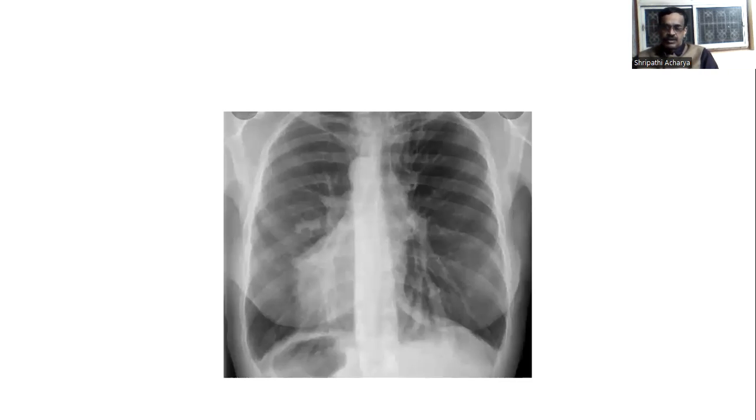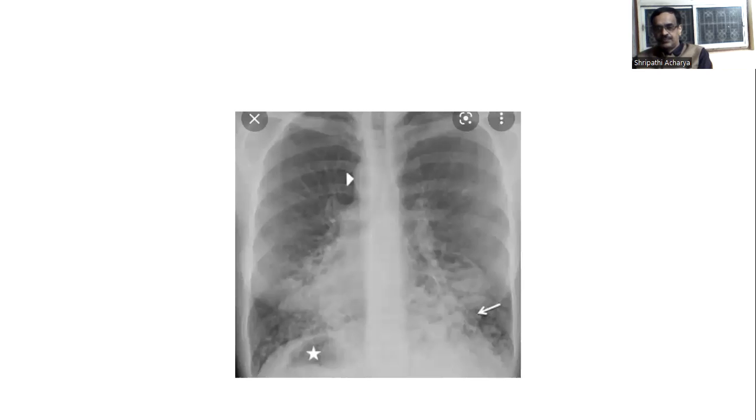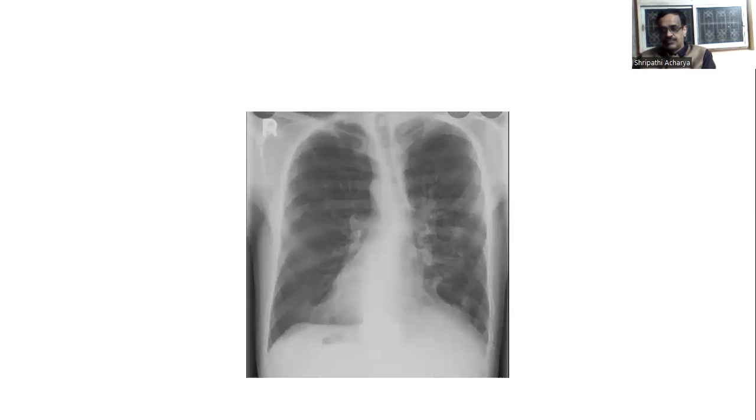Another patient of Kartagener syndrome. You can see the cardiac apex on the right side, stomach bubble on the right side, liver on the left side, and bronchiectasis changes. Patient of Kartagener syndrome. Here it is very clear, isn't it? Bronchiectasis changes are there, very prominent, and cardiac apex on the right side, heart shadow on the right side, and bronchiectasis changes. Very clear-cut case of Kartagener syndrome.